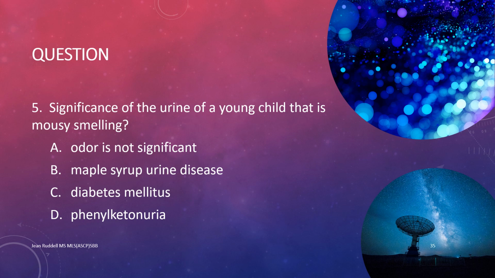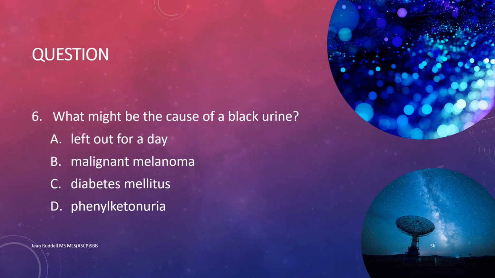Question 5. Significance of the urine of a young child that is mousy smelling. A, odor is not significant. B, maple syrup urine disease. C, diabetes mellitus. D, phenylketonuria. The answer is D, phenylketonuria. Question 6. What might be the cause of a black urine? A, left out for a day. B, malignant melanoma. C, diabetes mellitus. D, phenylketonuria. The answer is B, malignant melanoma.